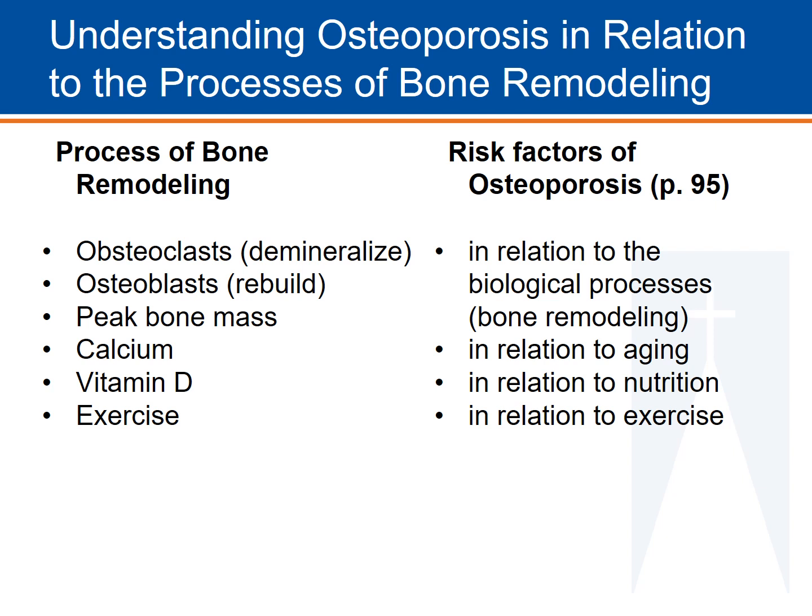On the left side of the screen here, I want to introduce some concepts that have to do with understanding osteoporosis, particularly in relation to the process of bone remodeling. So remember osteoclasts. Osteoclasts demineralize. This is a concept we're going to draw on later in the lecture. Osteoblasts rebuild. Peak bone mass is a concept of bone mass that changes with age and has very much to do with the relationship between aging and osteoporosis. And there are environmental factors like calcium intake, vitamin D exposure, and exercise that are related to osteoporosis because of the process of bone remodeling and biological processes related to age. So think about these concepts: osteoclasts, osteoblasts, peak bone mass, calcium, vitamin D, and exercise in relation to bone remodeling, in relation to aging, and how nutrition and exercise relate directly to osteoporosis.